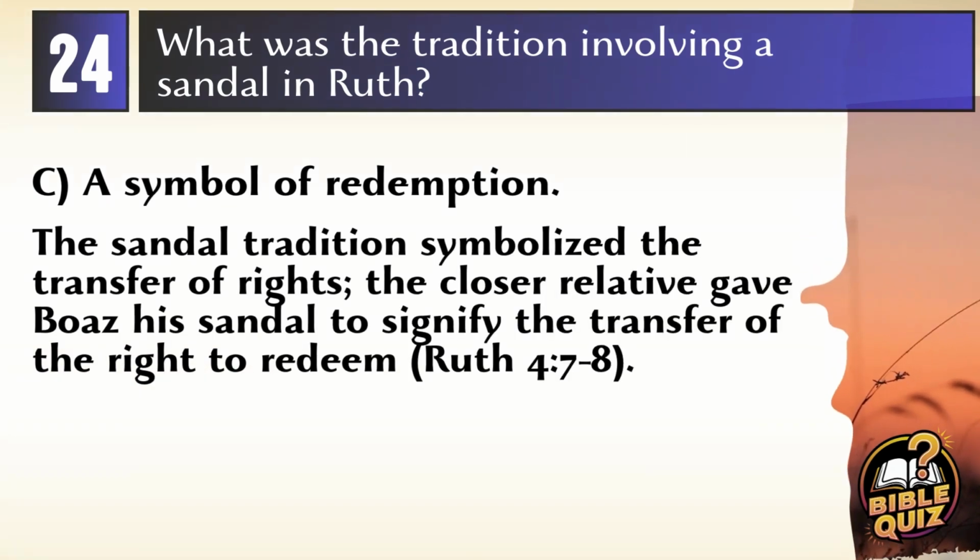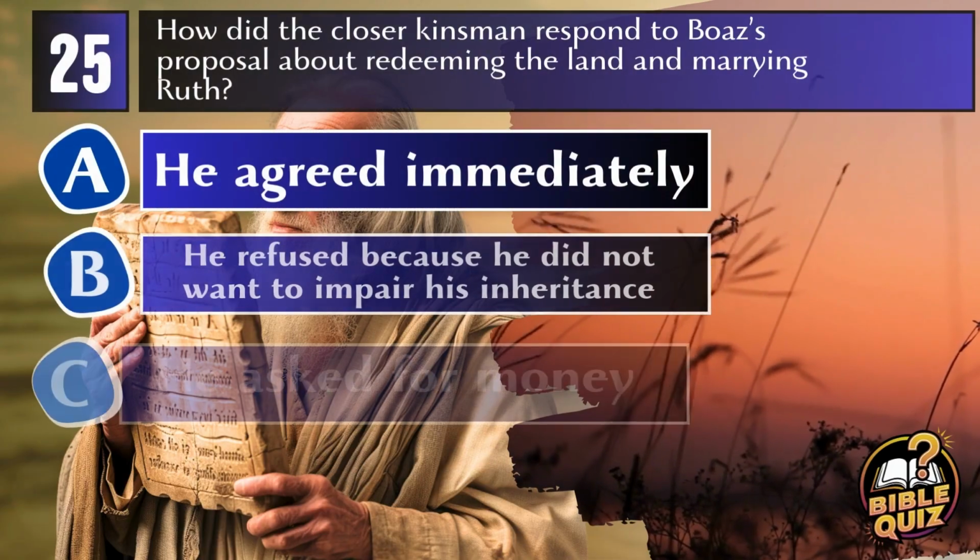Answer: C. A symbol of redemption. The tradition involving a sandal in the Book of Ruth was a symbolic act of transferring rights. The closer relative gave Boaz his sandal to signify the transfer of the right to redeem Naomi's land and marry Ruth. Ruth 4:7-8.